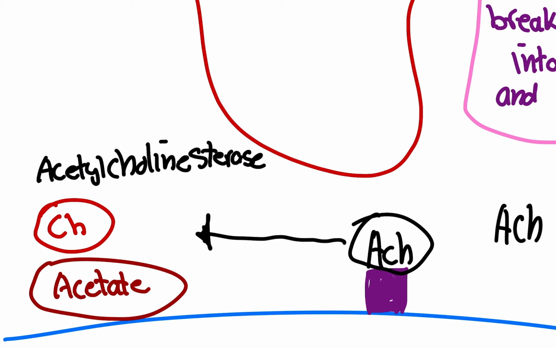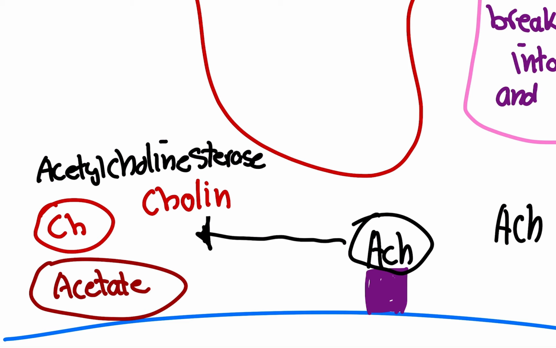So CH is choline. I just abbreviated it, but let me write it out. Choline. Actually, let me do it in red. Choline, okay? Choline. Okay. It's an E. Sorry, my E's are really bad.